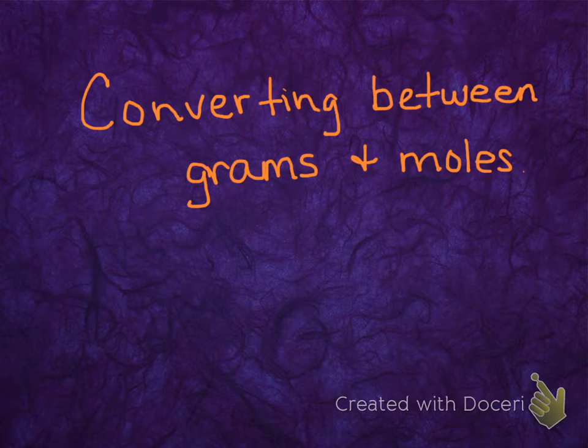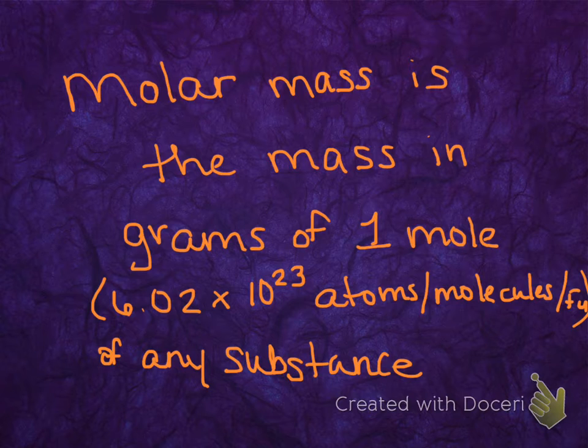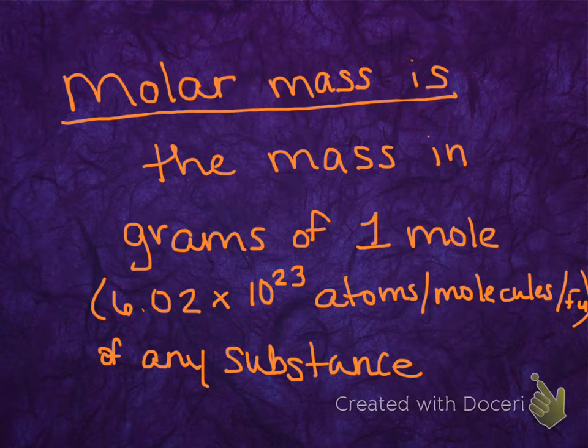This is a quick video to show you how to use molar mass to convert between grams and moles. So we know that the molar mass is the mass in grams of 1 mole of any substance. That means we're talking about Avogadro's number, 6.02 times 10 to the 23rd atoms, molecules, or formula units, depending on whether it's an ionic substance, a covalent substance, or just atoms. But the important thing here is that the molar mass in grams is equal to 1 mole.